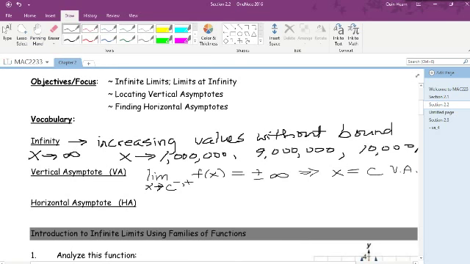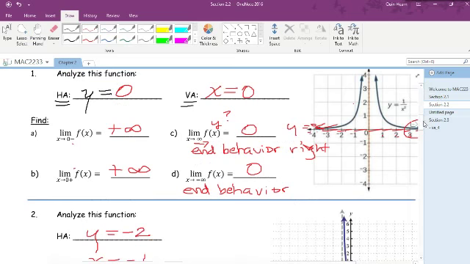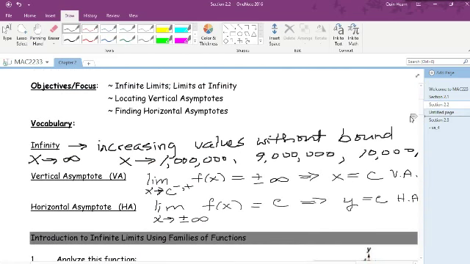And to get a horizontal asymptote, that happens when you have a limit as x approaches positive or negative infinity of f of x, and that turns out to be some number c. Then that means that you have a horizontal asymptote y equals c. Okay, so vertical asymptotes and horizontal asymptotes are tied to limits involving infinity.